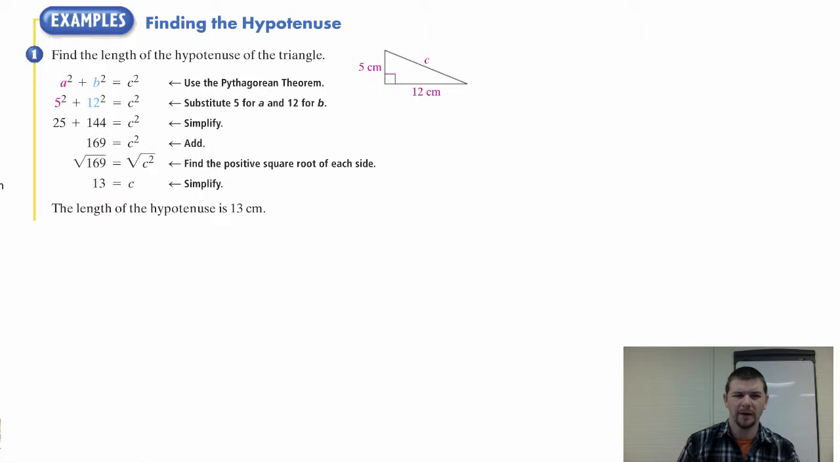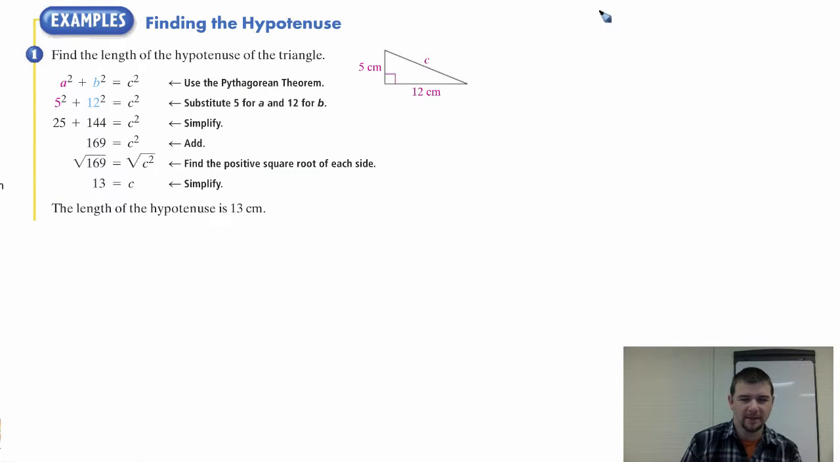And example problem 1, finding the hypotenuse. Example 1 says, find the length of the hypotenuse of the triangle. And here at the right, we have a triangle with known leg lengths and an unknown hypotenuse length. So our leg lengths are 5 centimeters and 12 centimeters, and our hypotenuse is labeled C. Well, right away, we can plug the two values that we know into the Pythagorean theorem and solve for our unknown quantity. So let's begin.